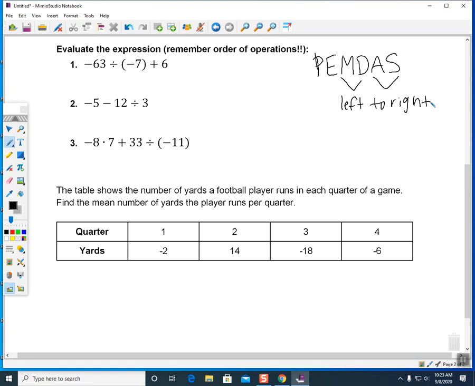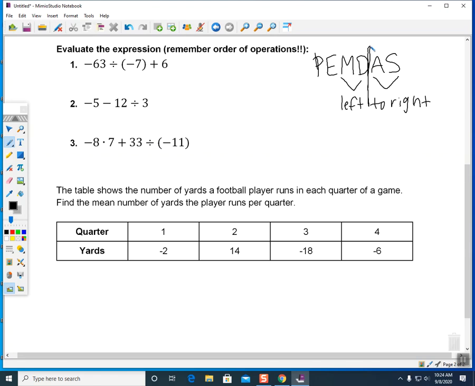I need to work on my problems like I do when I'm reading, right? So when I read from left to right, this says evaluate the expression. I'm reading from left to right. I need to do the same thing with my equations. Okay, so that doesn't mean that I'm going to multiply before I divide every single time, and I'm going to add before I subtract every single time. I just need to multiply or divide before I add or subtract, and I work from left to right in both cases. So, if I look at this first one, I've got negative 63 divided by negative 7 plus 6.